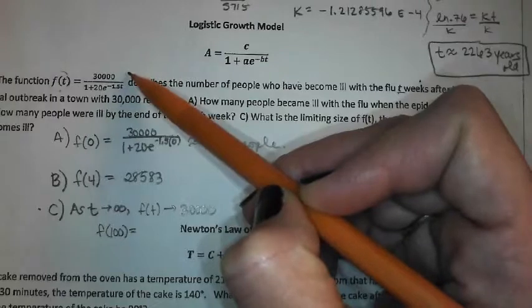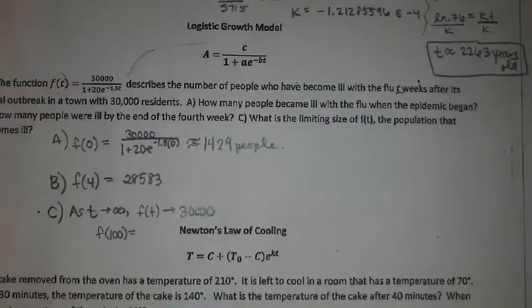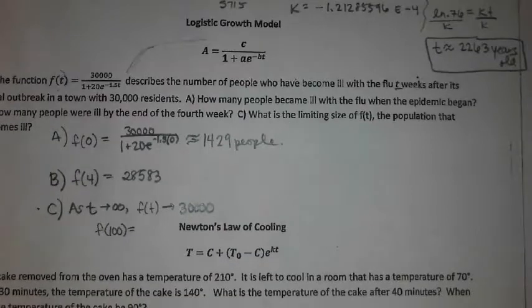Because think about this graph. It's going to shoot up quickly, and then it's going to even out, right? That's what happens with sicknesses as they spread. It spreads really quickly, but then once most people have gotten it, it kind of balances out.